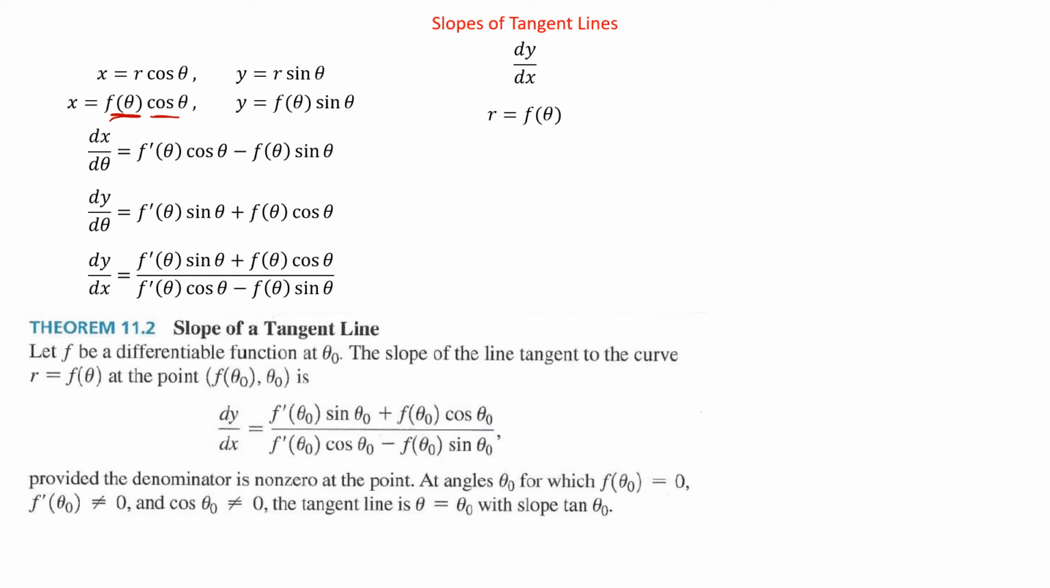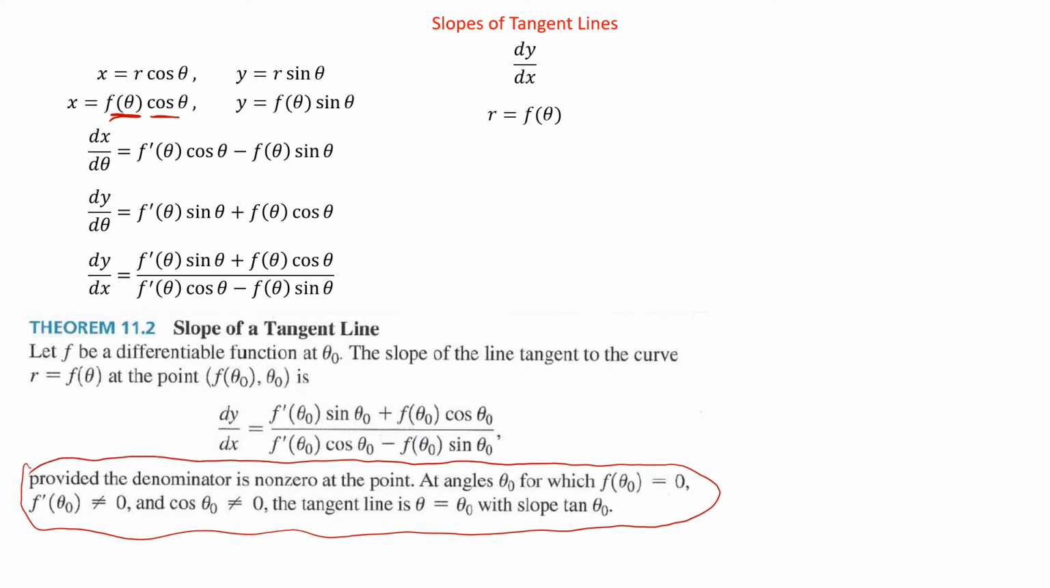This is the formal part of it. The bottom piece down here just talks about when r is 0. So for angles where the r value is 0, it's at the origin. And if the derivative isn't 0, then the tangent line's slope is just the tangent of that angle. So that's the special case where it's going through 0 and this other formula doesn't work. It's tangent of whatever that angle is.